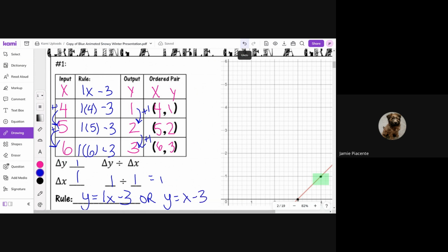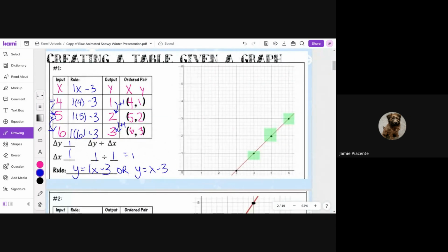Either one is okay. Okay, so again, the only thing really new today is taking the points on the graph, putting them in the table, and then going from there. So we just need to be able to take the points from the graph and put them in the table. And then I like to say, break them apart or split them up. The rest is review from what we've been doing the past couple days.